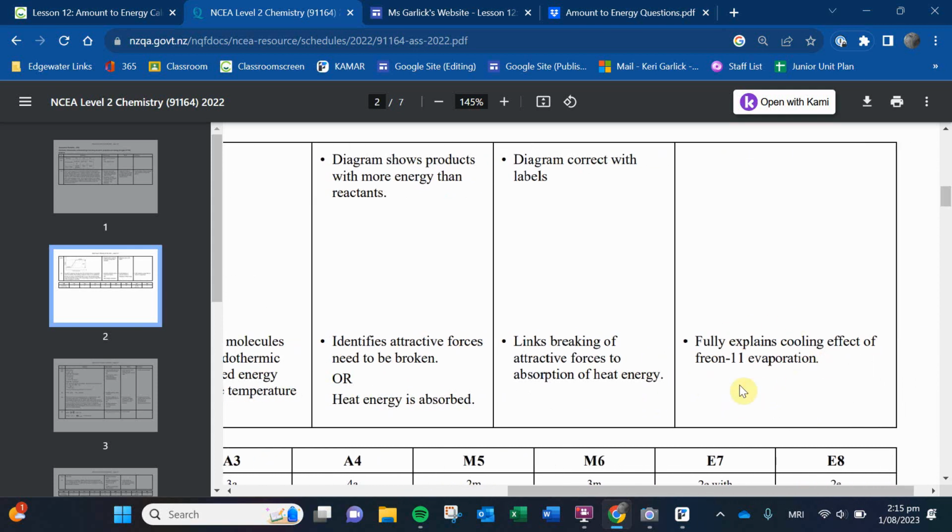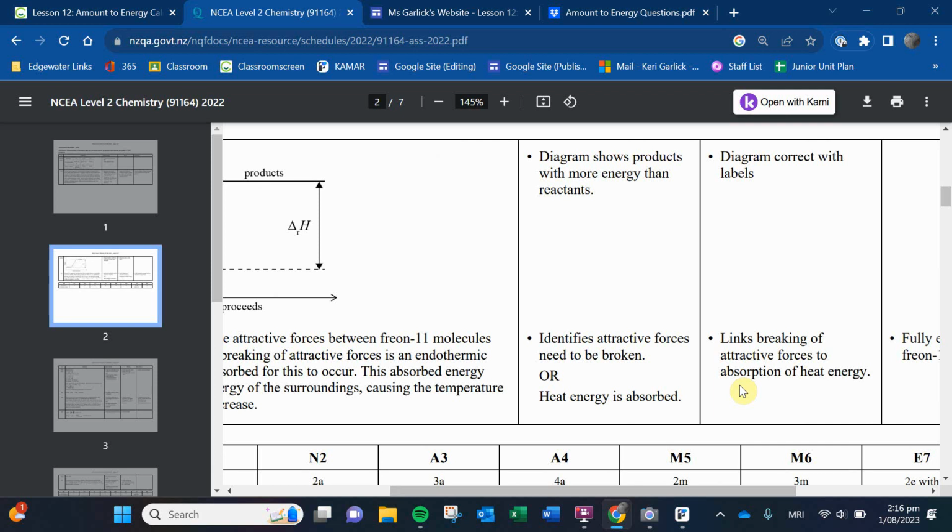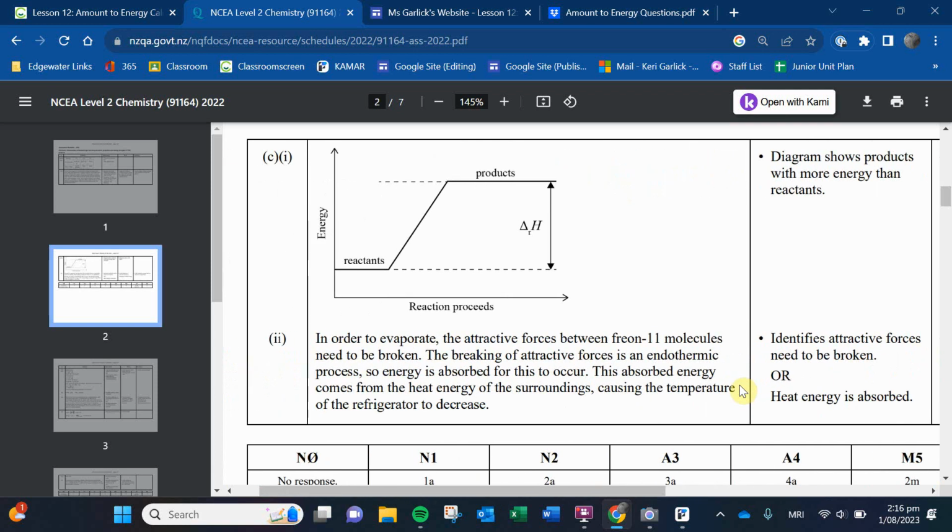So basically, I'm surprised that this actually does go up to an excellence. It's quite generous that this is an excellence point. What I'm looking at for a full explanation is very similar to biology. You've tied it back to the question. So in this last bit here, they're tying it back to the fridge.